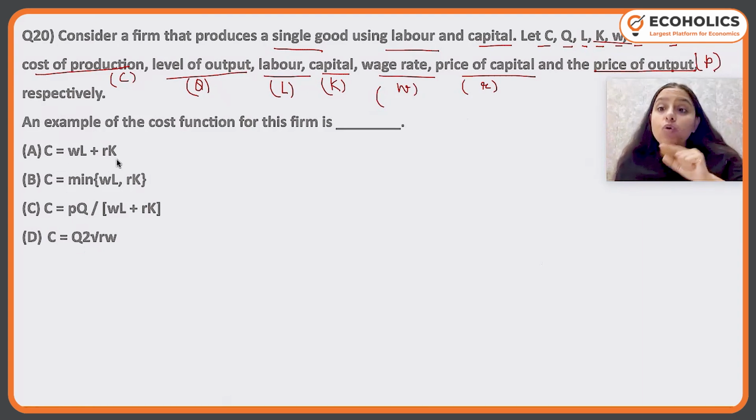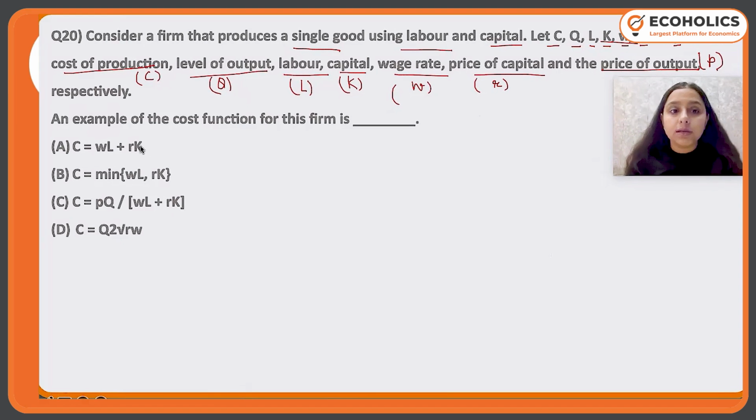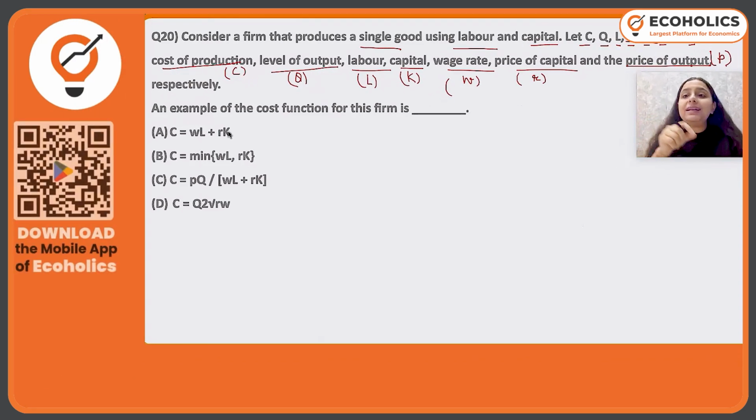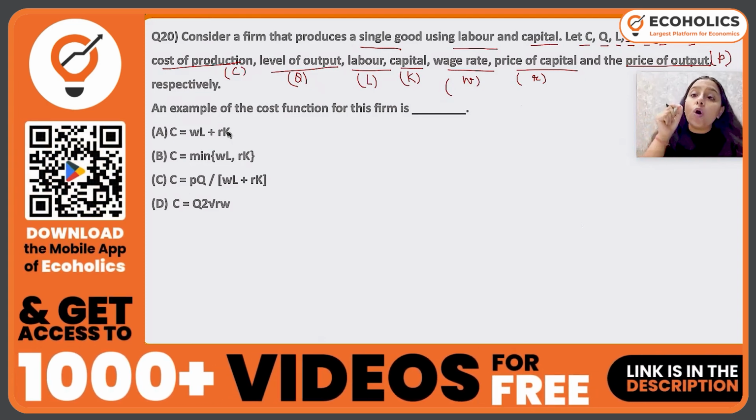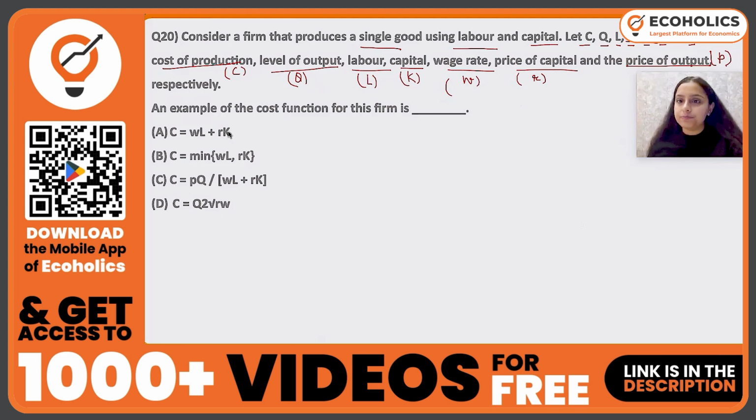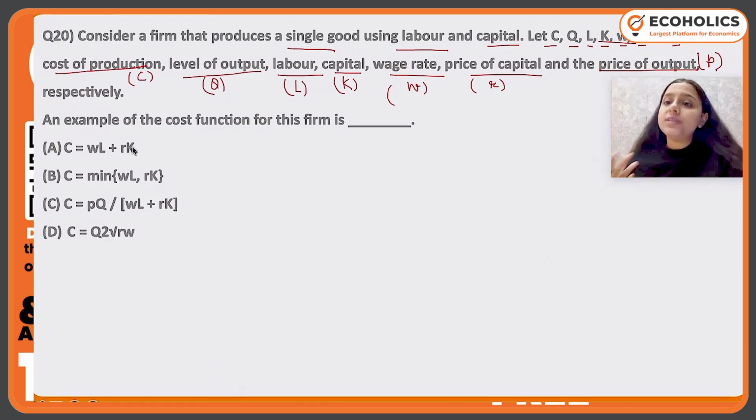They are asking you the cost function, and the cost function always has to be given in optimized terms. The cost function needs to be in terms of your output and the input factor prices, which means L and K should not be there. This is a simple cost function. Only when I optimize this cost function am I going to get the actual cost function of the firm. Right? So, how to proceed?